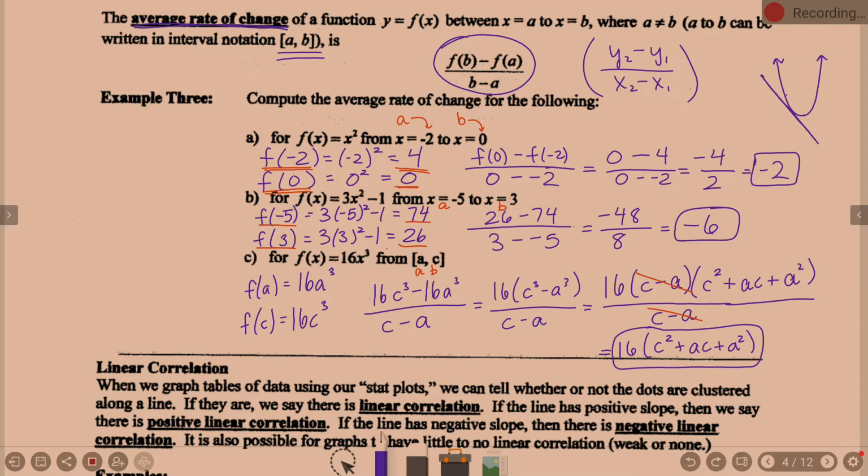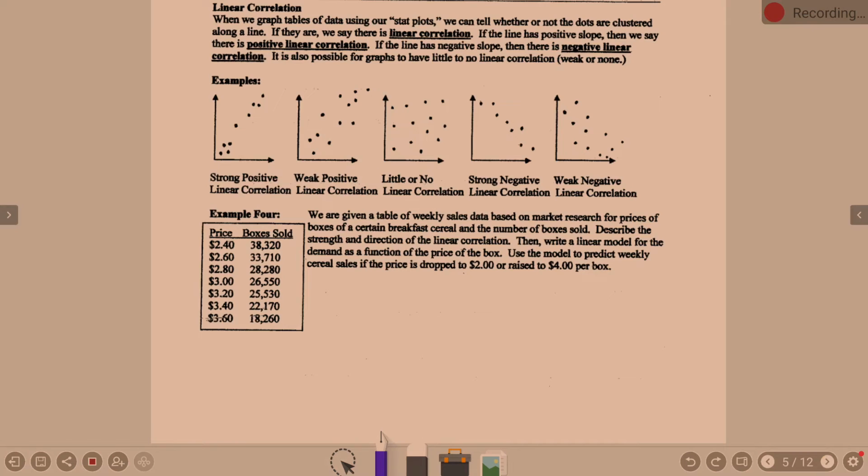Okay, the other thing I want to talk about today is linear correlation. With linear correlation, first of all, as you look at these examples, we don't usually refer to them as linear correlation. Probably you learned them as scatter plots. Scatter plots are linear. It's linear correlation. It's the idea of how those points relate to each other. Do they have a linear correlation?